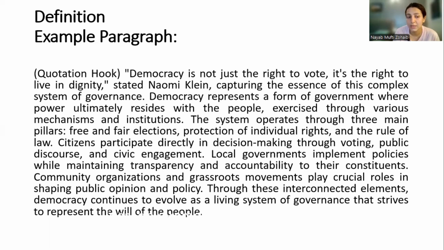Local governments implement policies while maintaining transparency and accountability to their constituents. Community organizations and grassroots movements play a crucial role in shaping public opinion and policy. Through these interconnecting elements, democracy continues to evolve as a living system of governance that strives to represent the will of the people. So here we are just giving information. You will not see any persuasive word, any adjective, or the hard word that is influencing the thought process of your reader. So it is just merely to give information that is another type of expository writing, that is the definition and explanation of any topic.